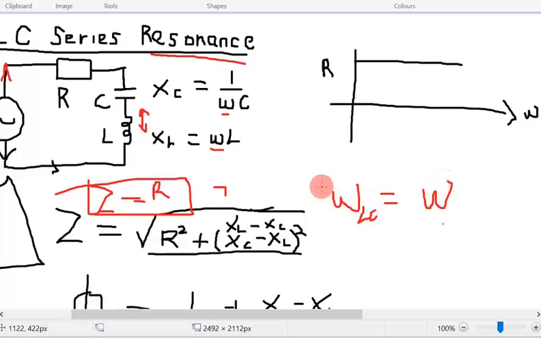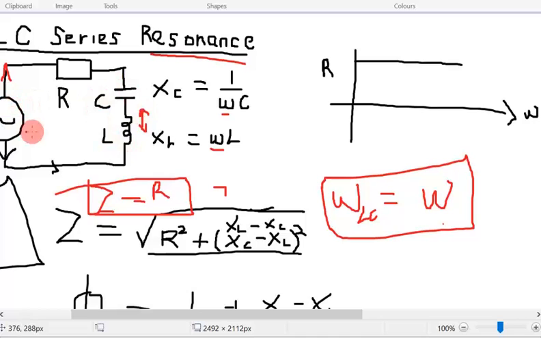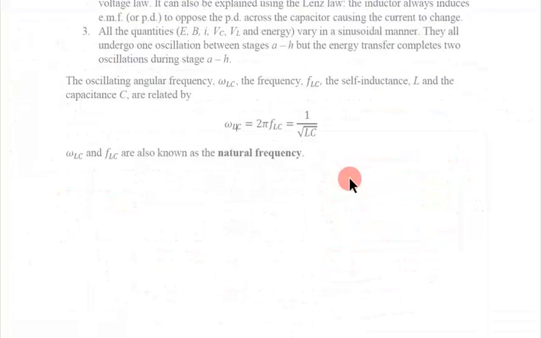So when this condition is met, then we say the oscillator is resonating with the source. The source is also alternating. So if the alternating of the source is the same as the oscillation of the current between the capacitor and the inductor, then we say they are resonating. So these are the conditions for resonance. Let's go back to the main page and then recap all the features of resonance.